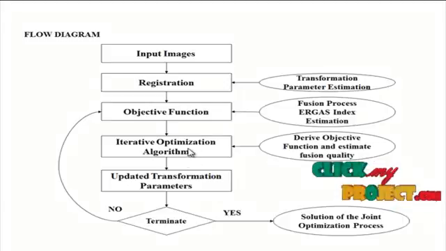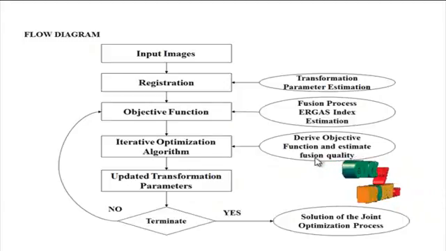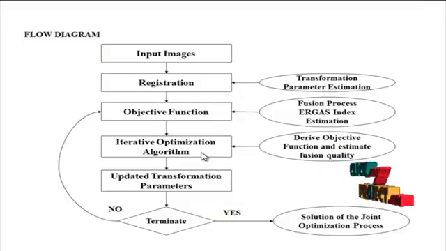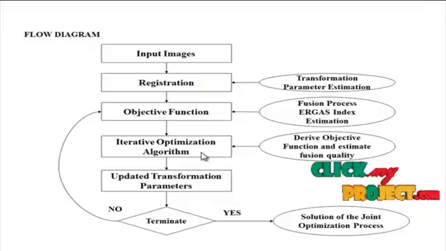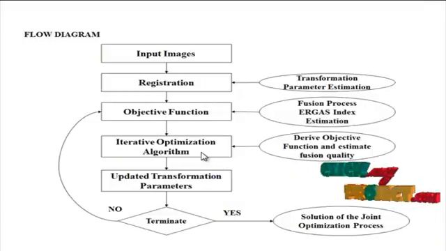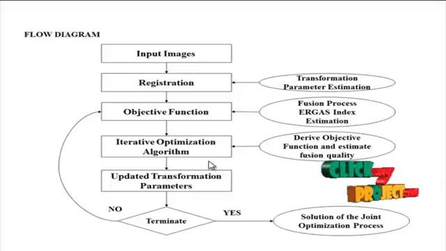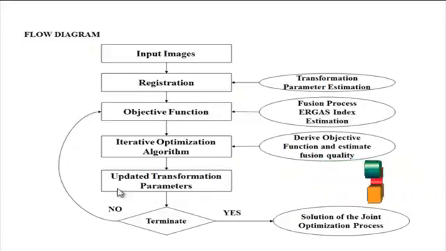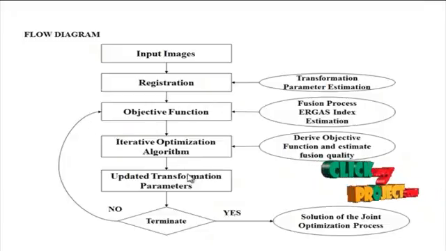Next, in the iterative optimization algorithm, we derive the objective function and estimate the fusion quality by iteratively updating the transformation parameters. It is a technique for minimizing an objective function in a multi-dimensional space. First, construct the initial simplex by separating the initial parameter vector along 6 parameter axes based on the affine transformation. The objective function value is calculated for every point in the simplex. According to the function values, the method iteratively determines a new simplex based on the moment, reflection, expansion and contraction steps.